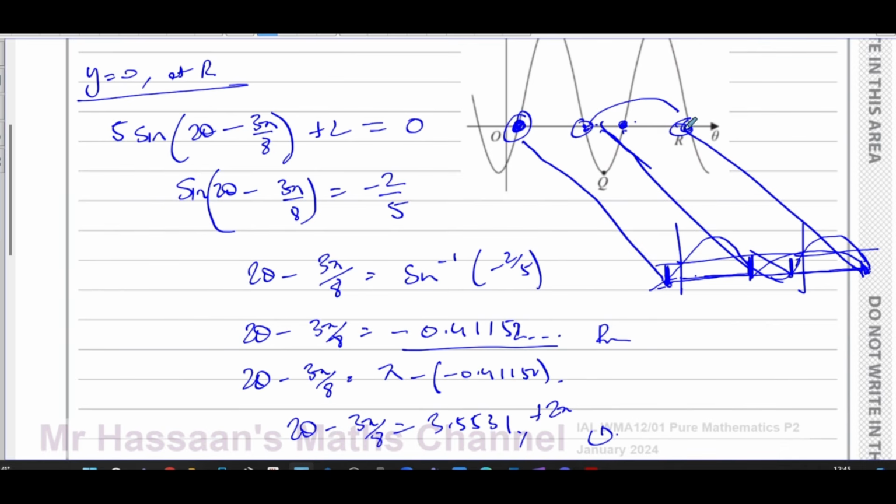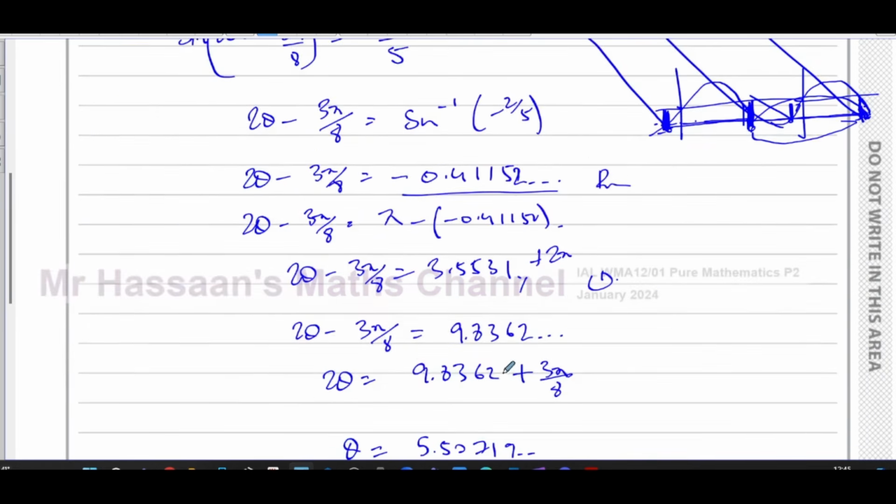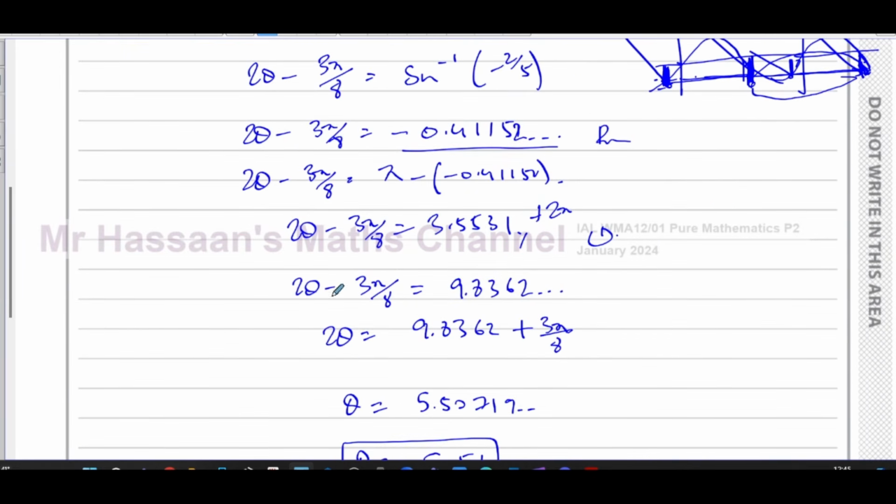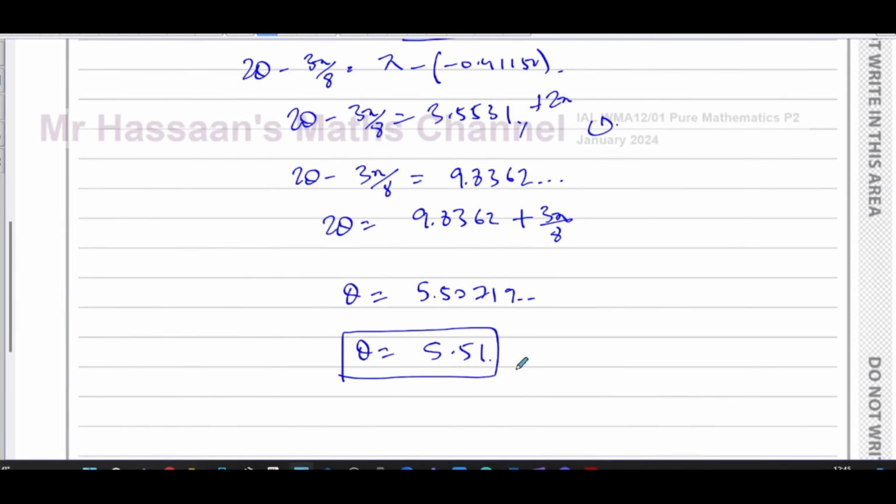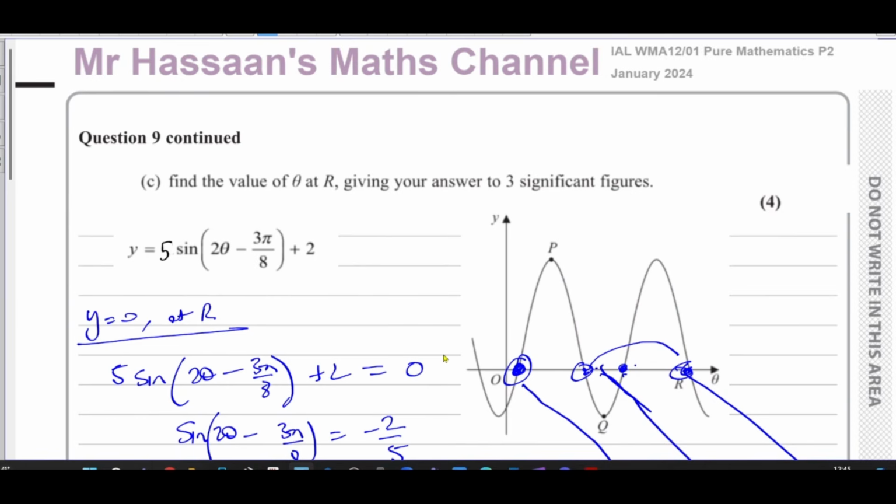This angle here is found by adding 360, or 2 pi, to what we found over here. So to find this angle, the calculator gave us this answer, 180 minus that gave us the next answer, and 360 more than that gave us the answer we need. We took that and added 3 pi over 8, and then divided by 2, and we got that solution. So there's the answer to question 9, part C of the January 2024 paper.